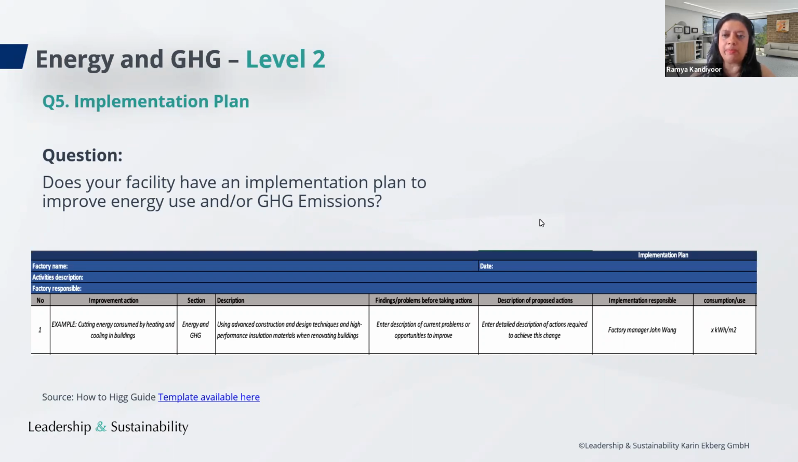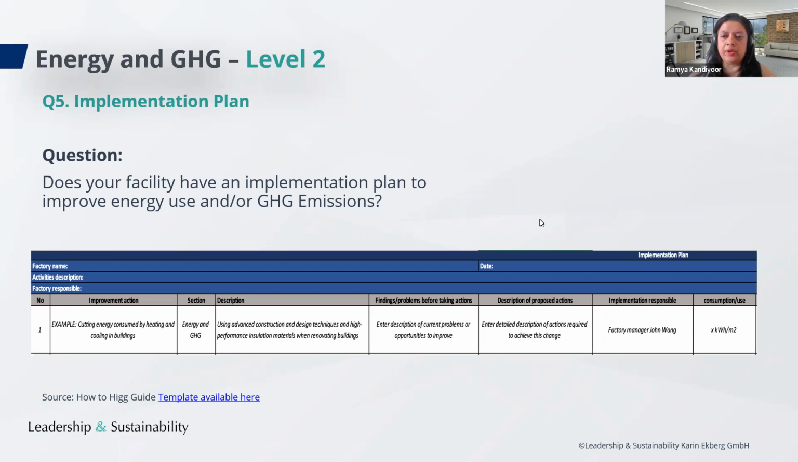You can also say a partial yes if you have a plan in place, but you have not started on all of the actions that are required for this particular plan. Then you have an option of saying a partial yes to this question. Ideally, the intent of this question is to maintain an action plan that supports you with any type of target setting, which is an important step in managing your energy use.